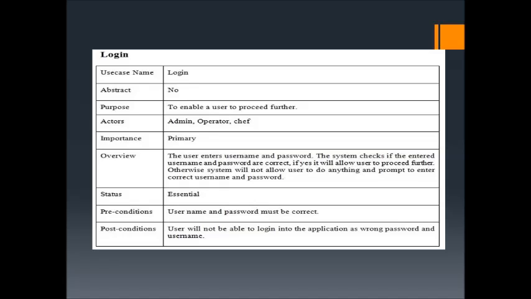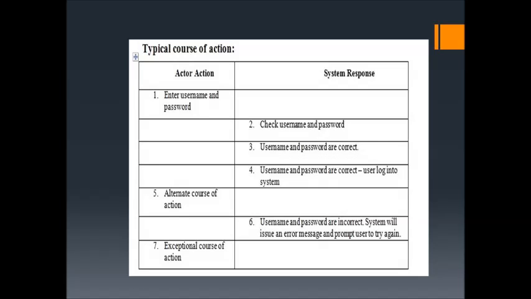The status of this use case is essential. For the preconditions, the username and password must be correct, and according to the post condition, the user will not be able to log on to the system with an incorrect username and password. Here is the course of action. What will happen after the user interacts with this item related to the previous use case? It is the series of actions and the responses of the system related to the relevant actions.